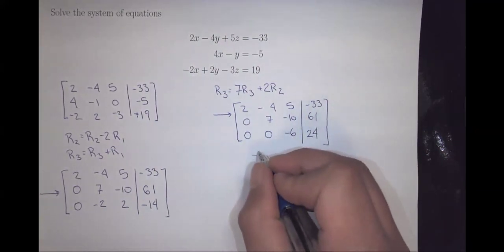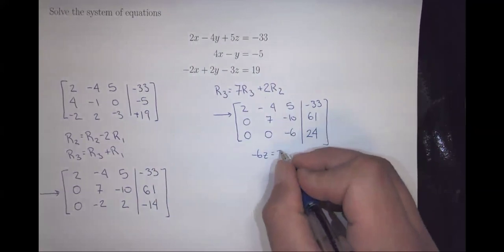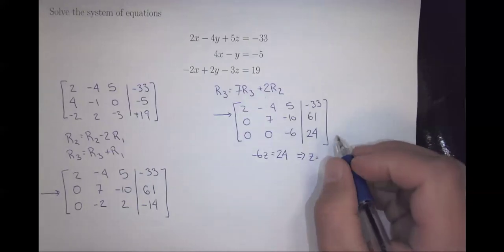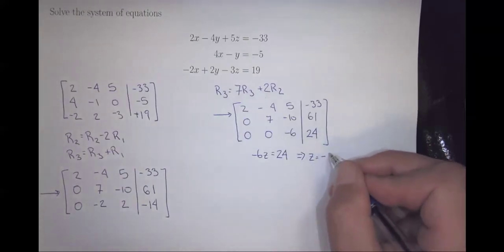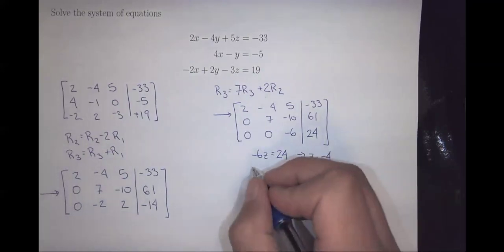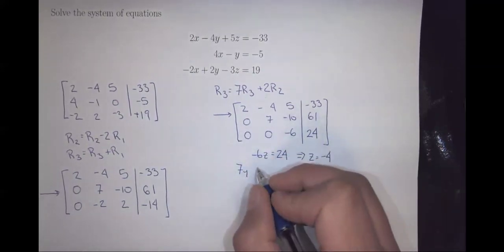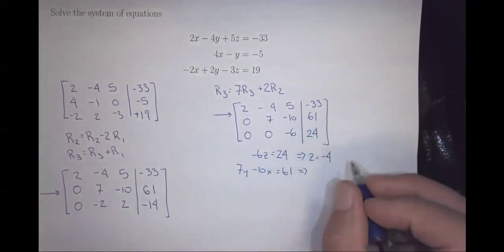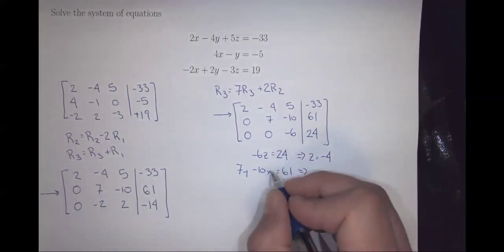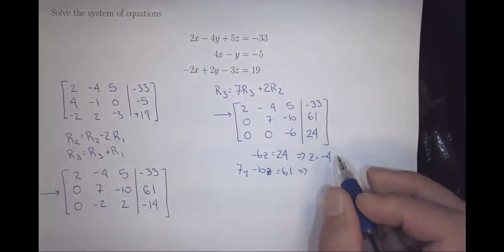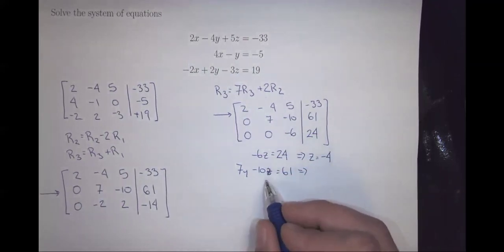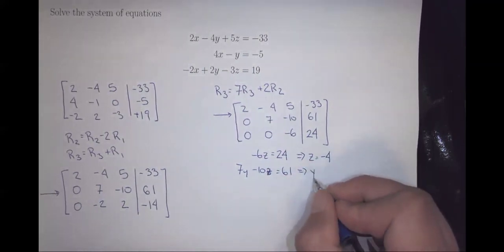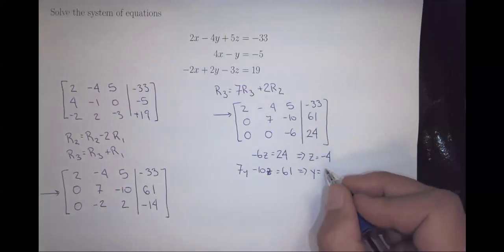Okay, so we have -6z is equal to 24, telling us then that z is equal to -4. We've got 7y minus 10z equals 61. If we plug in -4 for z, we get positive 40, bring it over here to get -40, divide through by 7, and we get y is equal to positive 3.